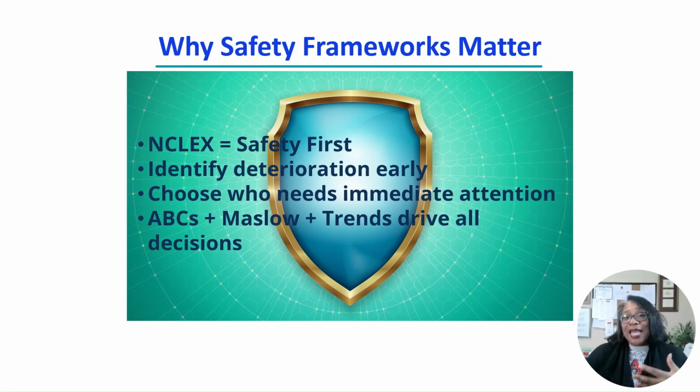Before we dive into the ABCs and Maslow's, here's what you need to know. The NCLEX is built around safety first, meaning the sickest patients get seen first, airway outranks everything, the body's basic needs must be protected before comfort, and patterns and trends matter more than one number. So these frameworks help you answer the question, which patient will decline first if I don't intervene? That's the entire game. And once you understand those rules, NCLEX gets much easier.